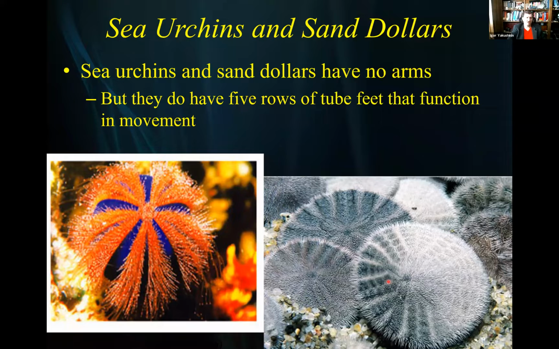So sea urchins and sand dollars don't have arms, but they have row upon row upon row of tube feet, and they are very important grazers on the Pacific coast. On the Pacific coast, one of the main algae there is known as the brown kelp.